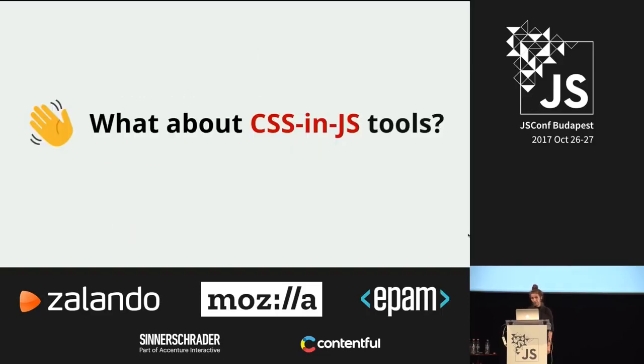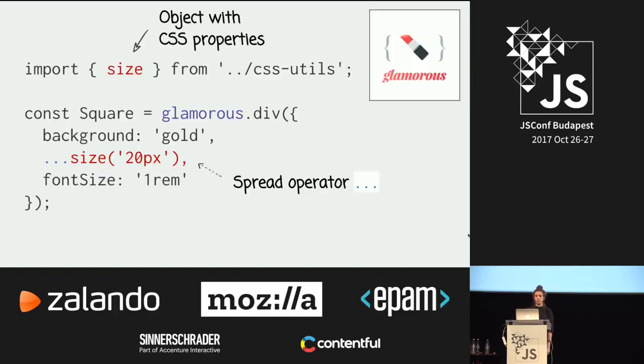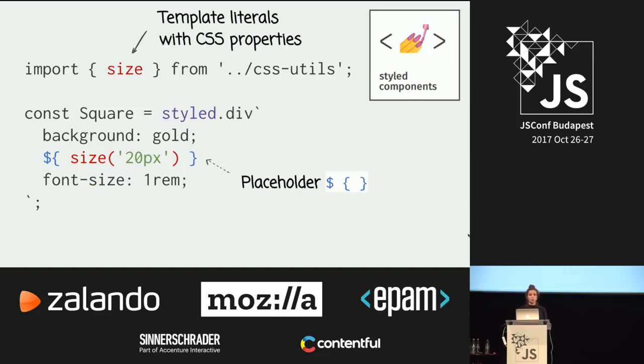Now, so far my talk is all about JS in CSS instead of CSS in JS. But you can also apply this mixins concept with CSS-in-JS tools. Let's see with Glamorous. With Glamorous, we write the CSS in an object. So to use a size function, in this case, you can use the spread operator to get the value. With styled-components, it's pretty much the same, but instead of an object, it's a template literal, where you need to use the placeholder, the dollar sign with the brackets, and that's it.